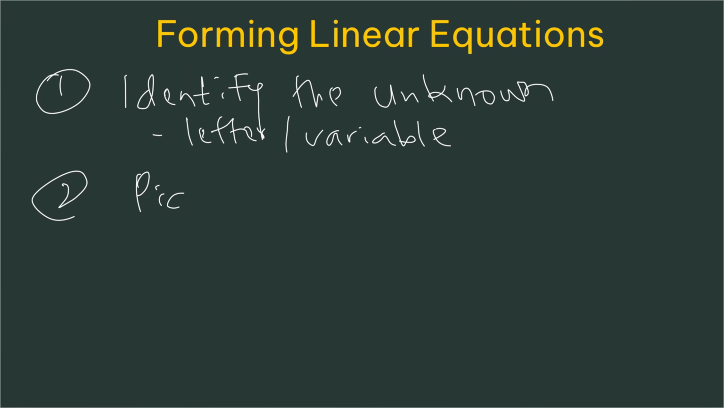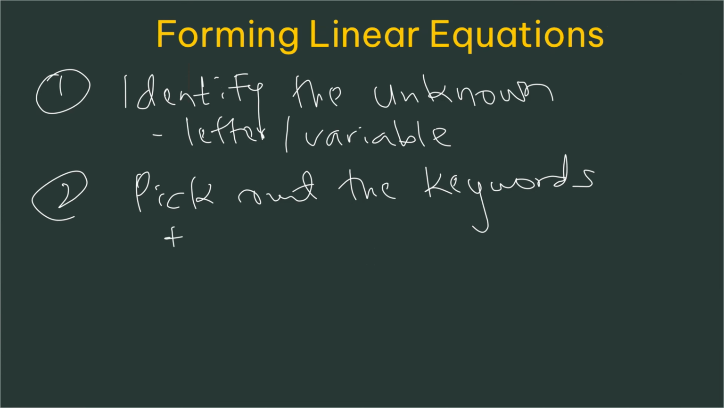And the second step is to pick out the keywords. When you read a sentence, pick out the keywords that can show you whether you are adding. For addition, you may have keywords such as sum, increased by, more than, added to. For subtraction: the difference, less than, decreased by, subtracted from. For multiplication: product, times, twice, doubled. For division: quotient, shared, divided, and such.